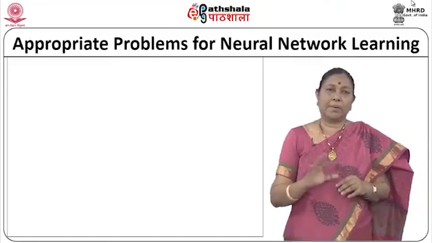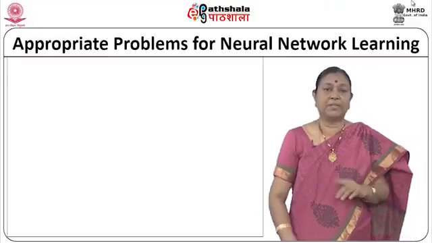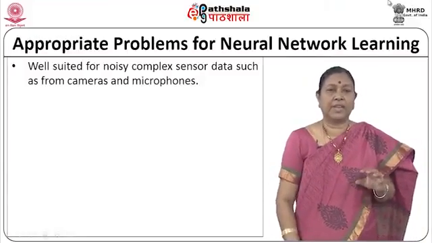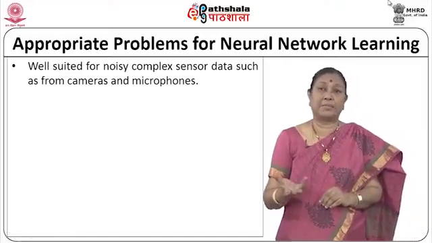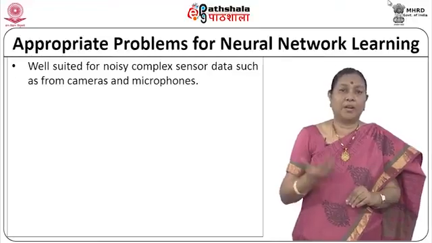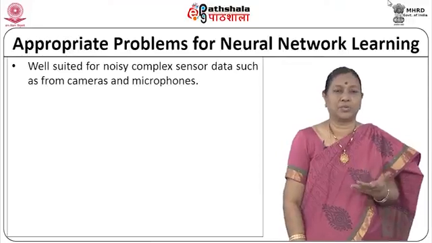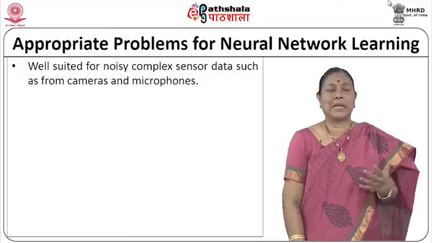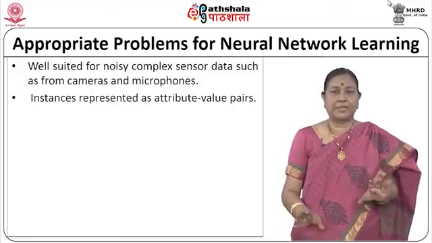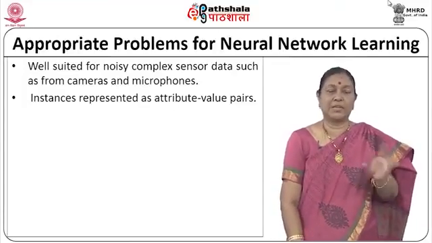Now, all problems cannot be solved by neural network learning. There are certain appropriate problems that can be solved by neural network learning. It is well suited for noisy, complex sensor data such as from cameras and microphones. In today's world, a lot of information consists of sensor data, especially in big data analytics and so on. So this is probably one reason why neural networks should be considered an appropriate mechanism, and maybe we could work further on that. Instances are represented as attribute value pairs. So you have instances represented by their features or attributes and their values.